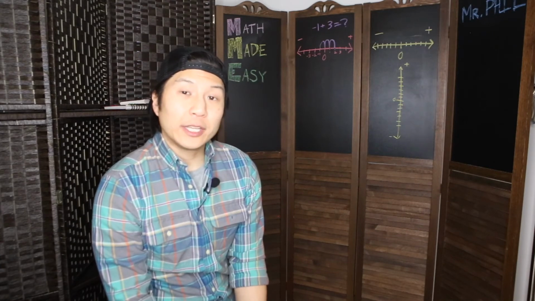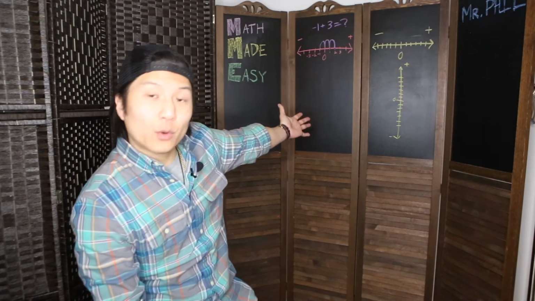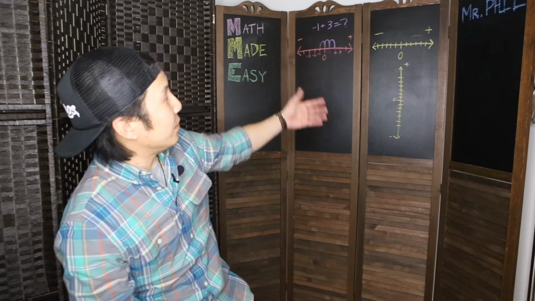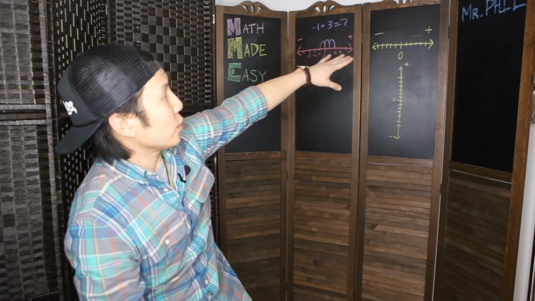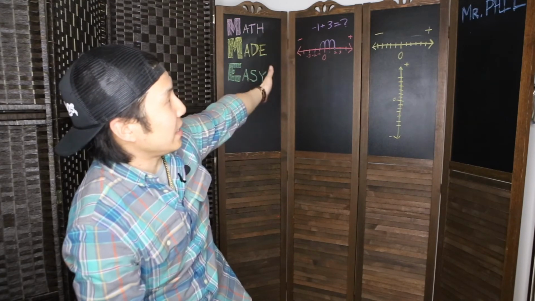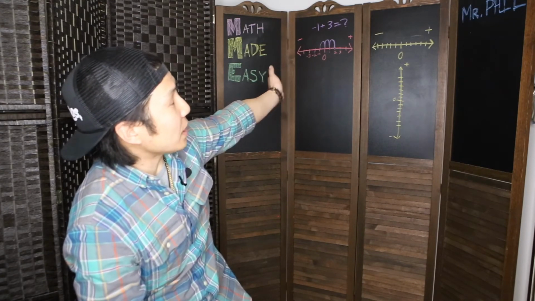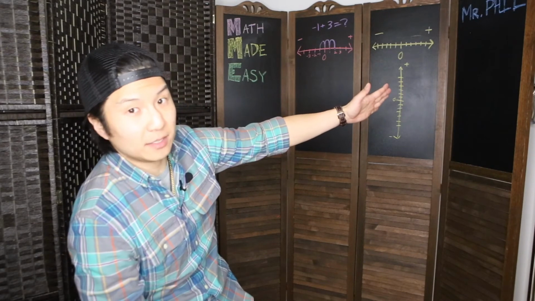A great visual learning aid for that is what I've drawn on the board behind me. You can see a couple of them. They're number lines. If you go to the left on the horizontal number lines, that's the negative side of 0. If you go to the right of 0, that's the positive side.